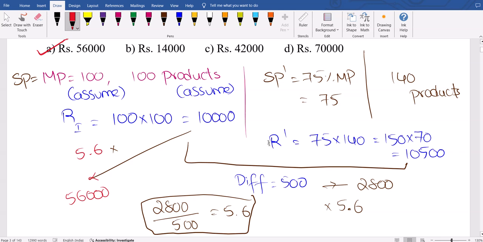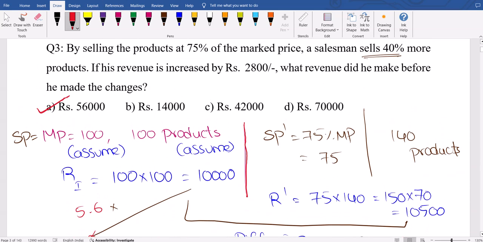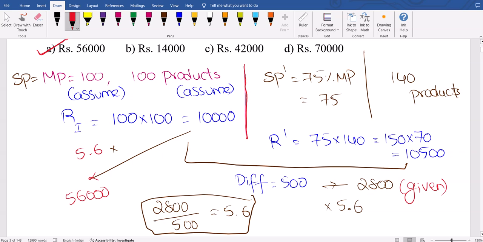See, you are selling the product for a certain price, and the number of products is also let it be equal to 100. Now sales are increased by 40 percent, and why do sales increase? Because the price is decreased. Previously you got 10,000 revenue, now 10,500 is the revenue. So 500 rupees is the difference in revenue. But this is given in the question as 2,800. This is not from my end, that is given in the question as 2,800. You can observe that. Fine. So 56,000 is the answer.